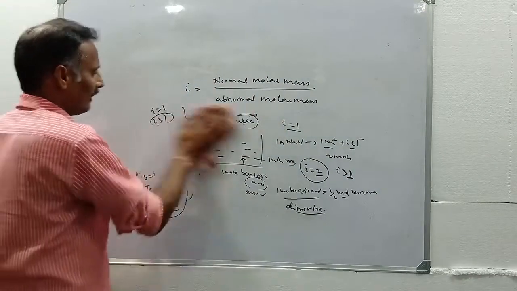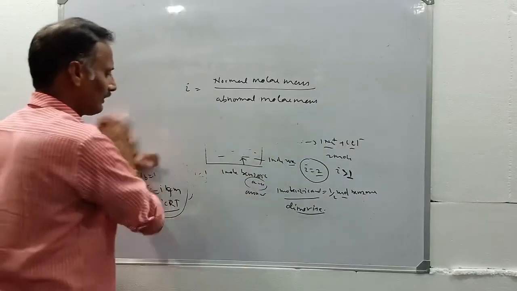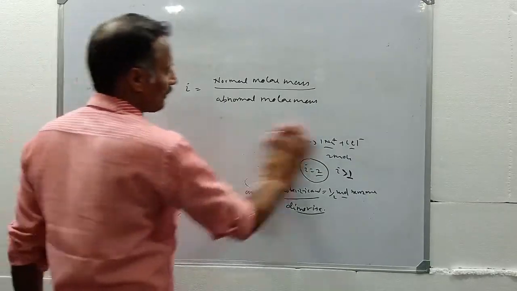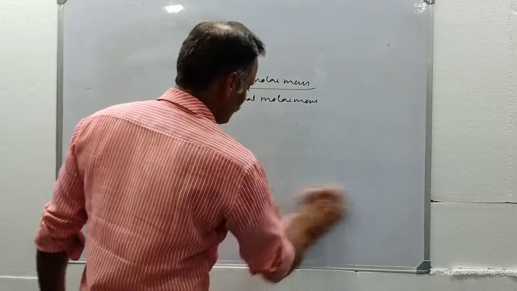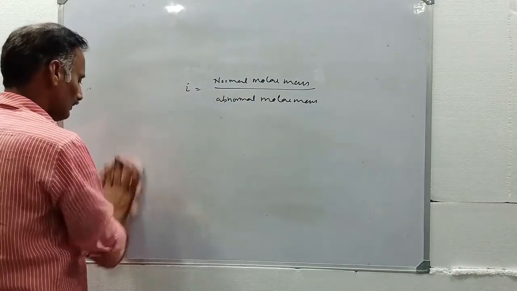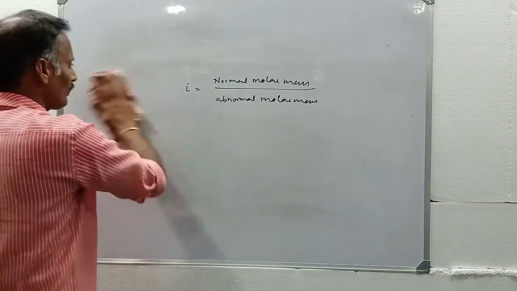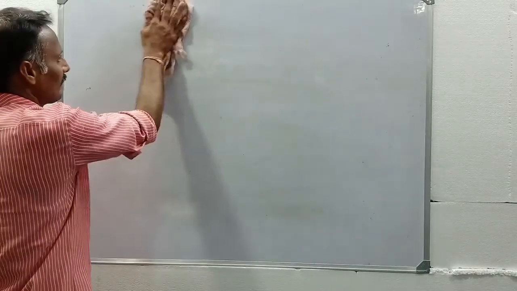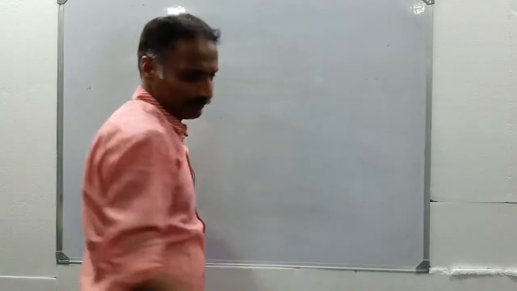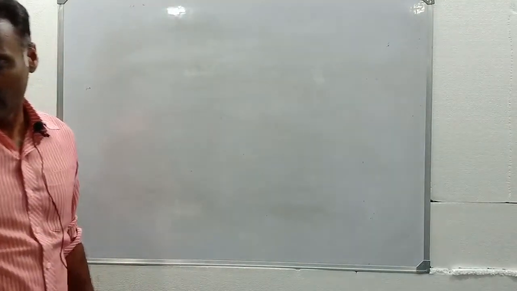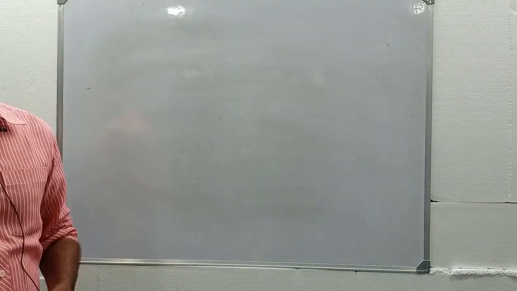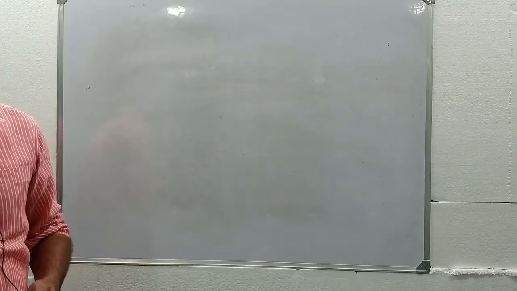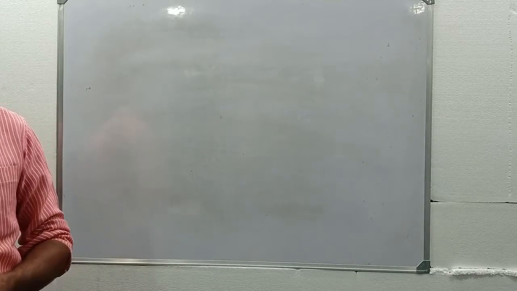This is about the van't Hoff factor. The van't Hoff factor is the ratio of normal molar mass to abnormal molar mass, and we use it in case a solute undergoes association or dissociation. Next, we have one problem here. That problem is based on osmotic pressure.